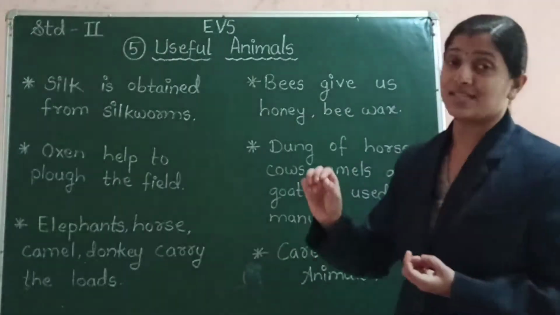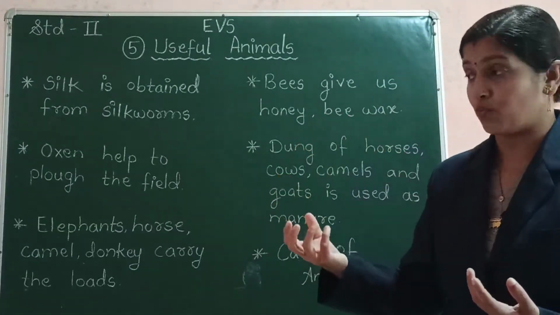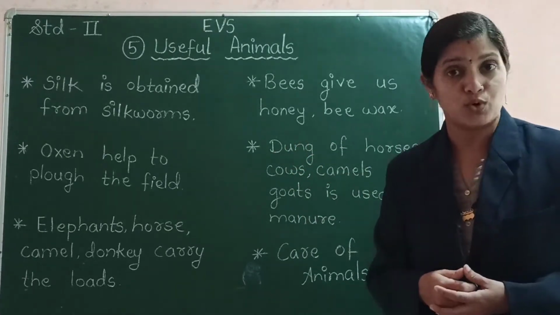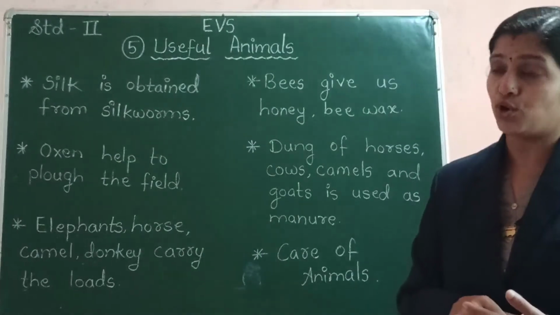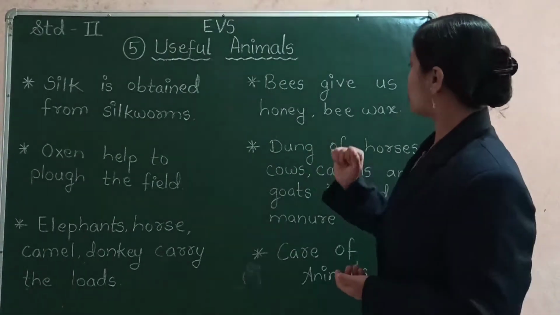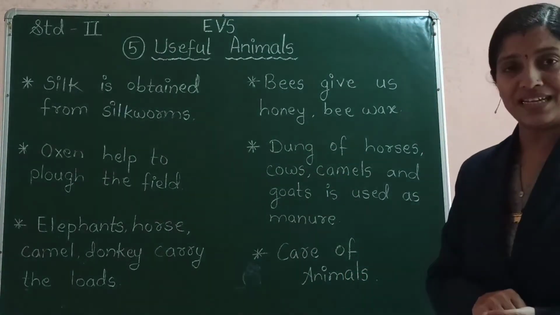So a small insect like honeybee or a silkworm, even they are useful to us. They give us various products which are very useful to us. Okay, so this was about the insects.